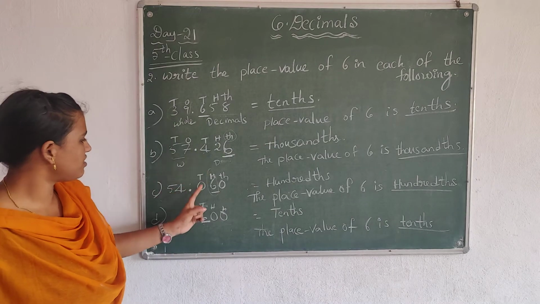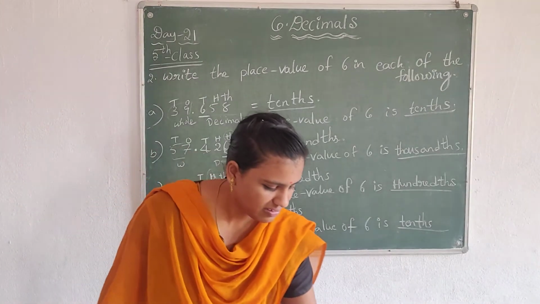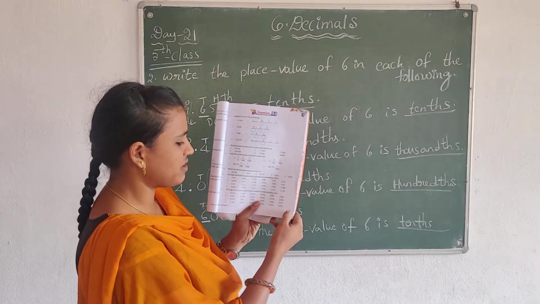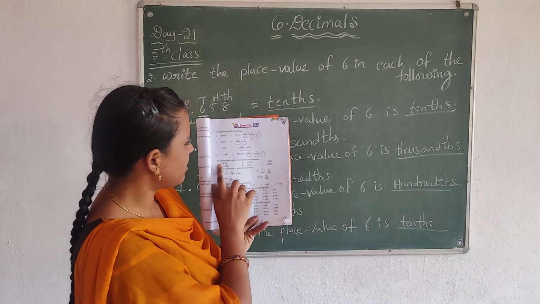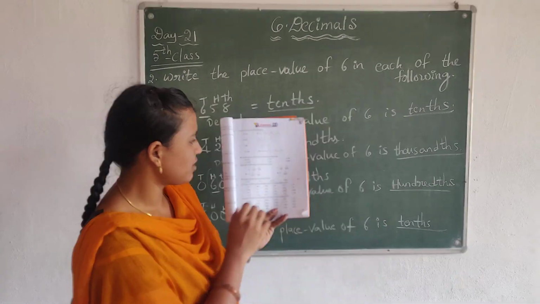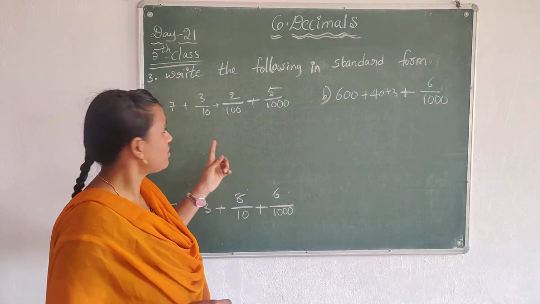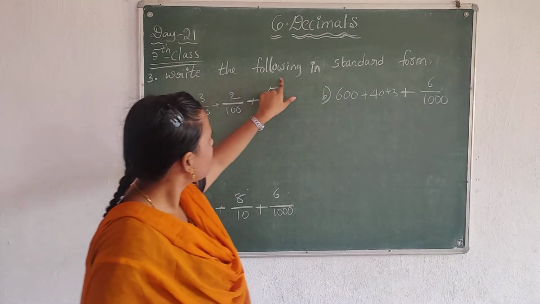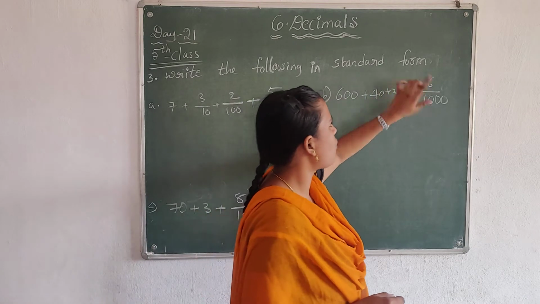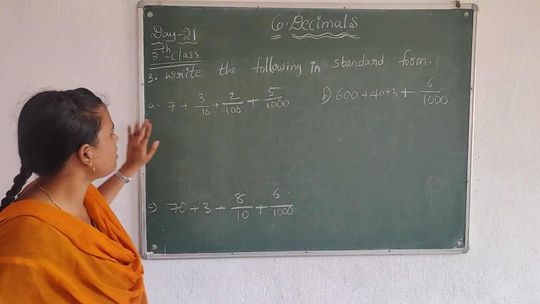So understood, children? These four sums, these type of sums are in your textbook page number 81. Second topic, we have some sums. All of you do these sums. See this one. Write the following in standard form.